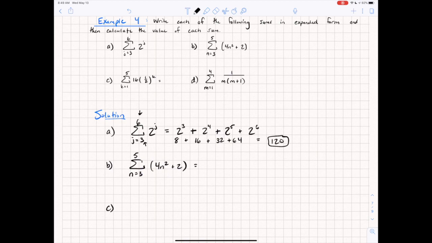So in terms of the expansion, I'm going to plug in 3. So this would be 4 times 3 squared plus 2. Plus, now I'm going to plug in 4. Plus, now I'm going to plug in 5. And I'm going to stop there because that's what the upper limit is. Now I go through and I can simplify each parenthesis or add this all up at the same time. We get a sum of 206.